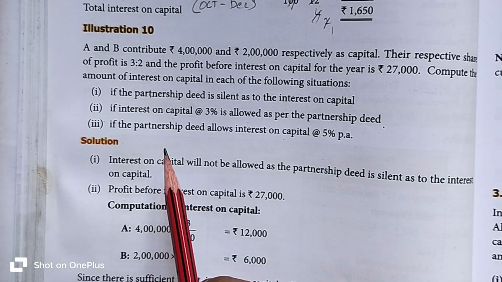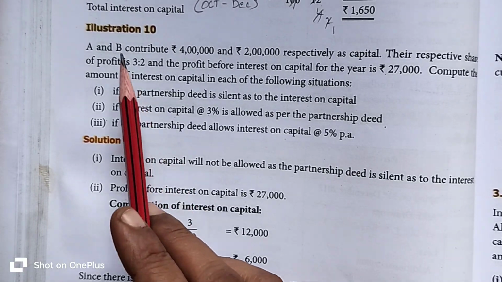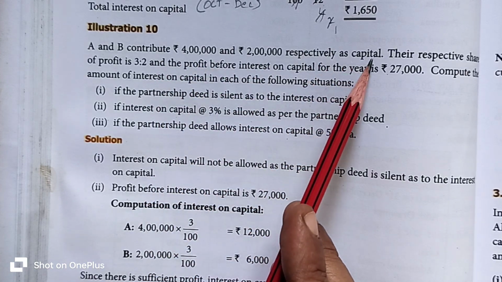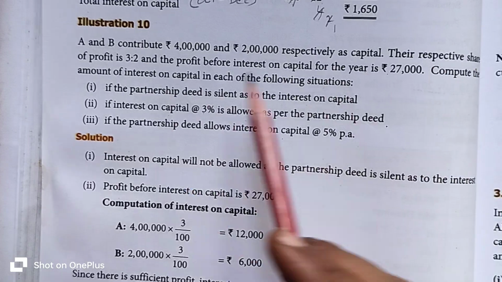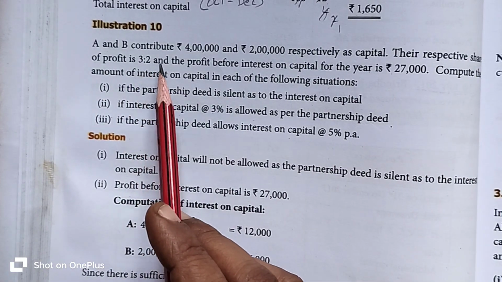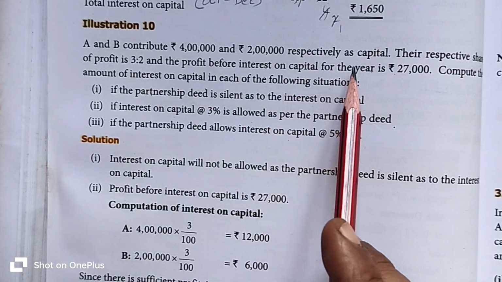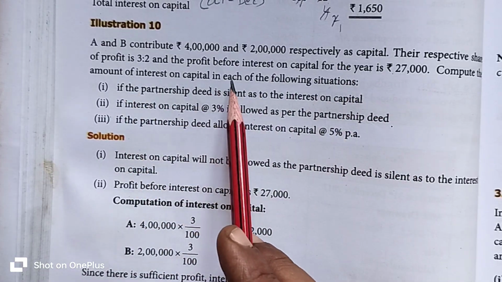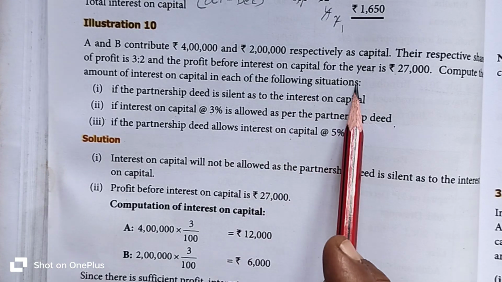Hi students, 12th Standard Accountancy, Chapter 3, Illustration 10. A and B contribute 4 lakh rupees and 2 lakh rupees respectively as capital. Their respective share of profit is 3:2 and the profit before interest on capital for the year is 27,000. Compute the amount of interest on capital in each of the following situations.